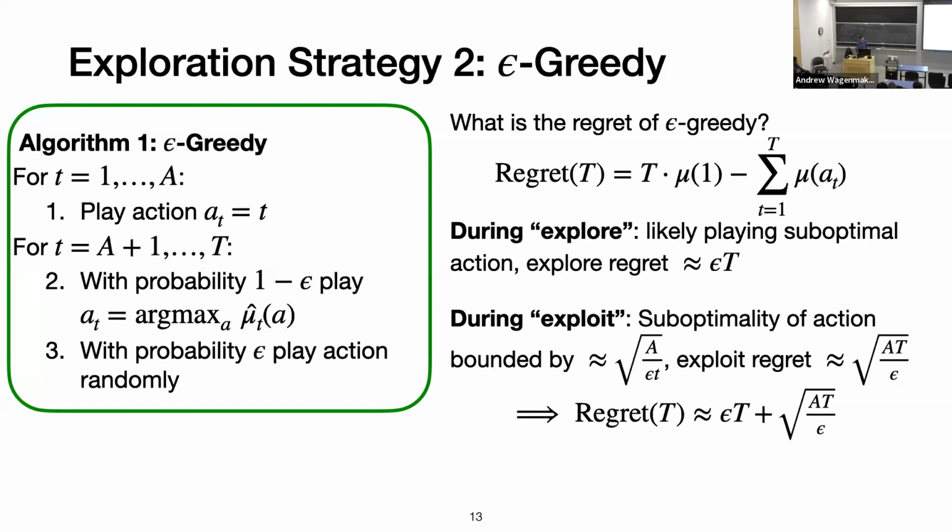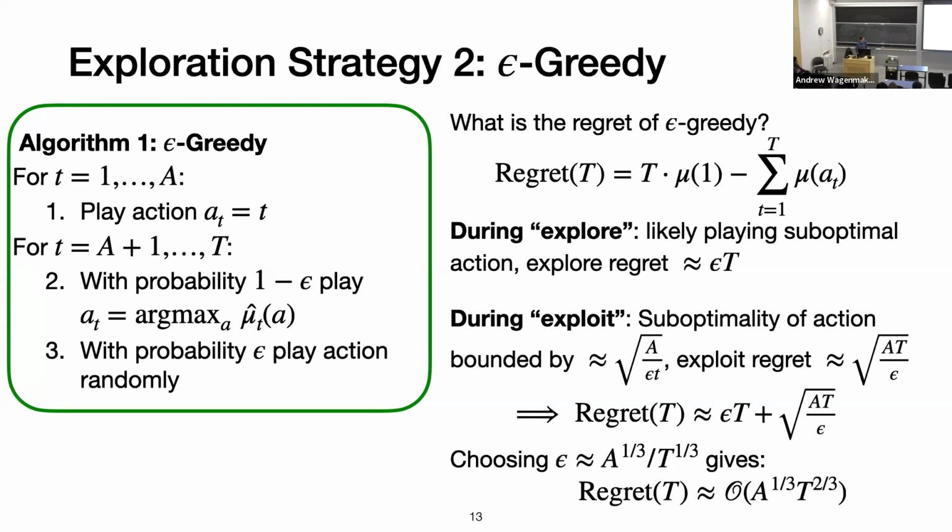Now I get to choose epsilon as I want. If I set epsilon to the value that balances these terms, which is A to the 1/3 over t to the 1/3, then my regret is bounded as A to the 1/3 times t to the 2/3. This is actually nice, because we saw with greedy that our regret scaled with t. With epsilon greedy, our regret is scaling with less than t. What this means is that, on average over time, I am converging to playing the optimal action.